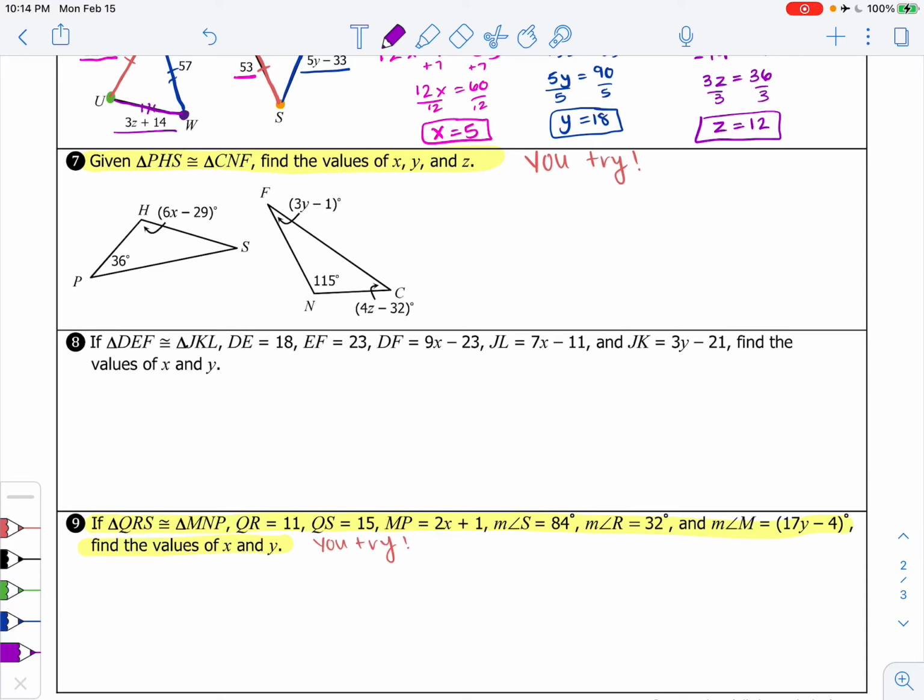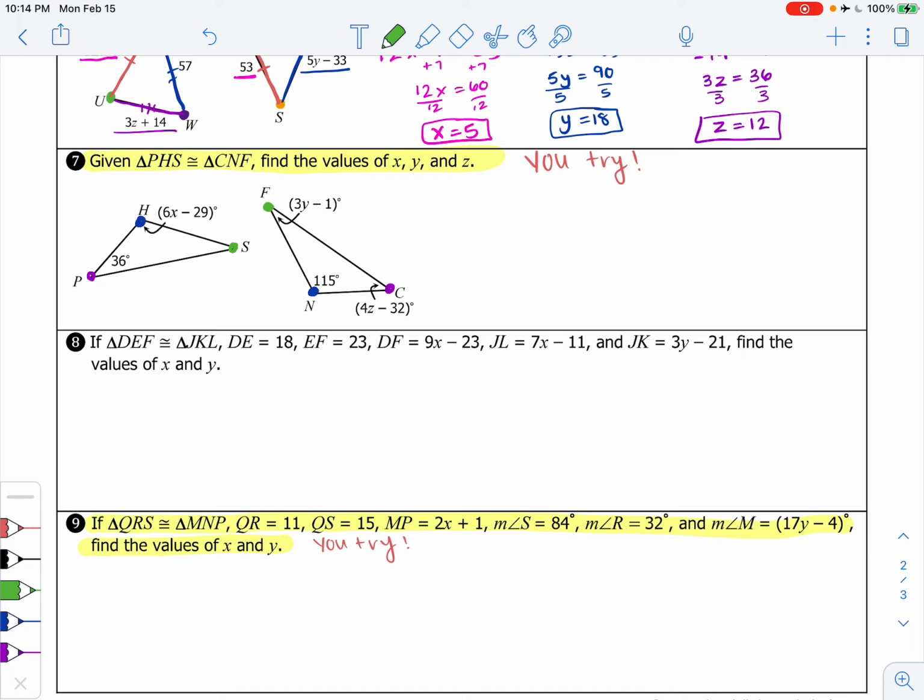All right, let's go over this U-try problem. We have our triangle PHS is congruent to triangle CNF, and we want to find X, Y, and Z. So the first thing I'm going to do is match up some corresponding points. P is corresponding with C because they come first. H is corresponding with N because they're second. And S is corresponding with F.